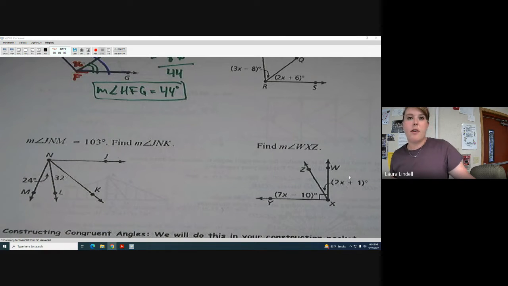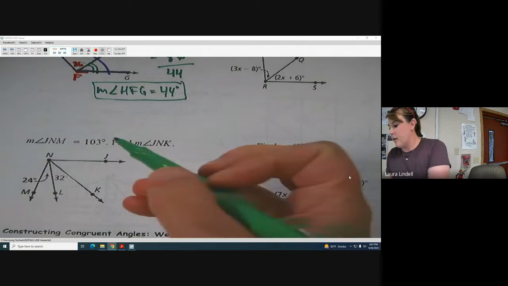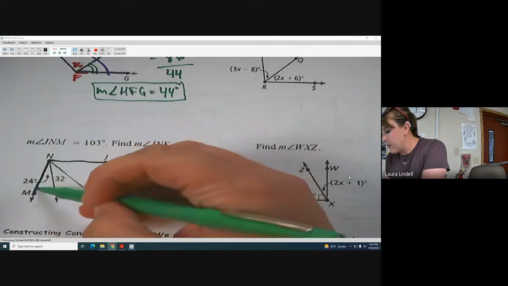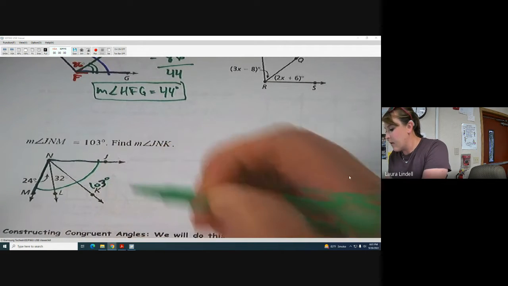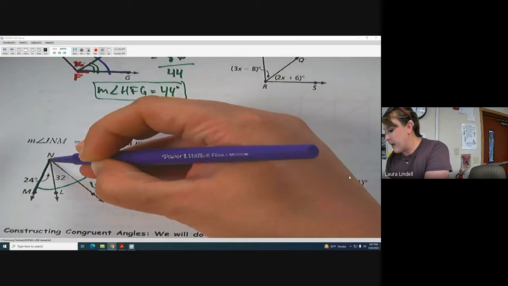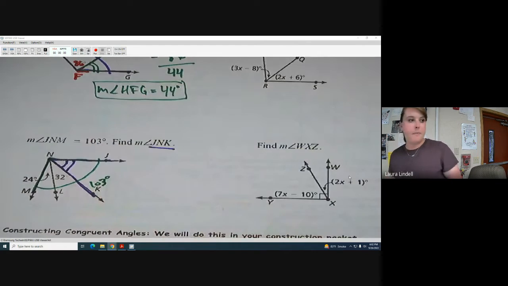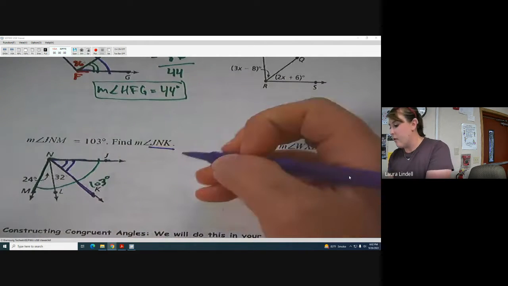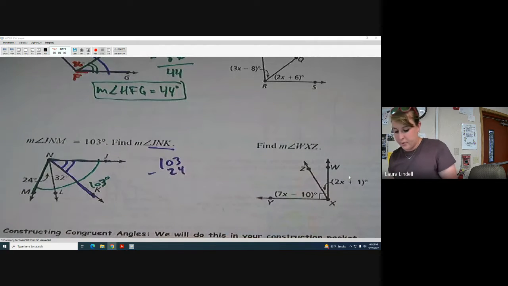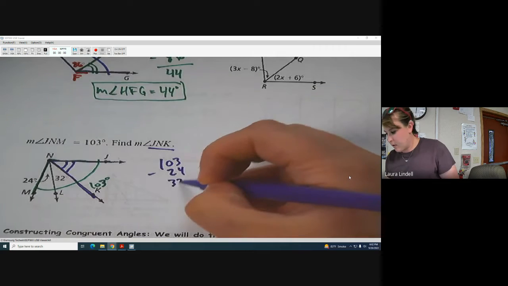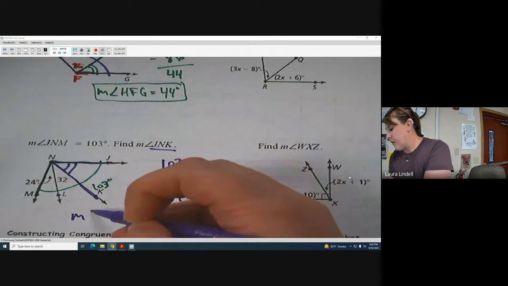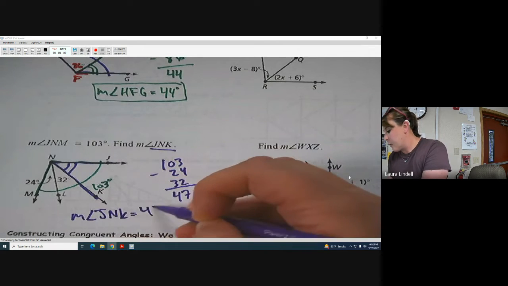Okay. Hopefully you paused the video and tried it on your own. Now we'll go over it together. So angle JNM is 103 degrees. If I trace it, J to N to M is the whole thing. All right. And we want to find angle JNK. JNK, if I trace it from J to N to K, is this part right here. And I know that these parts are 32 and 24. So all three of these together is 103. So I can take 103 and subtract away 24 and 32. And when I do that subtraction, I should get 47. So that tells me that the measure of angle JNK is 47 degrees.